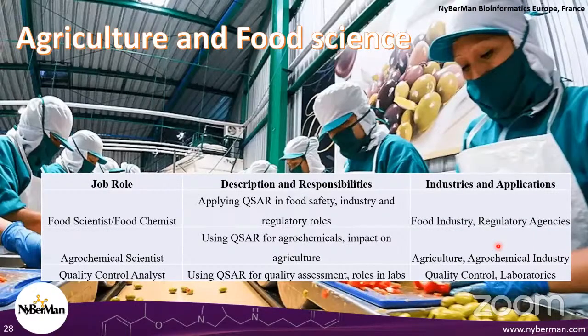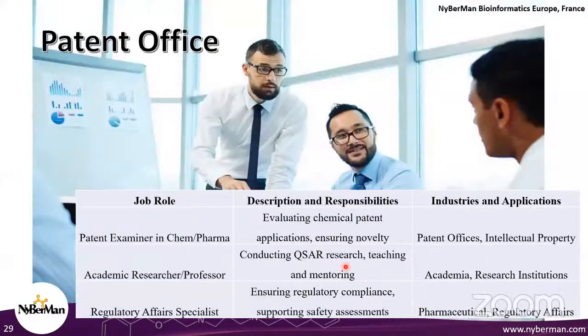In the case of agriculture and food science, a food scientist or food chemist needs QSAR for food safety and assessment. An agrochemical scientist may need QSAR for understanding agrochemicals, like the impact of chemicals on agriculture, pesticides, fertilizer control, and everything. And the quality control analyst. The same way, QSAR knowledge will help us evaluate chemical patent applications. We can ensure the novelty.